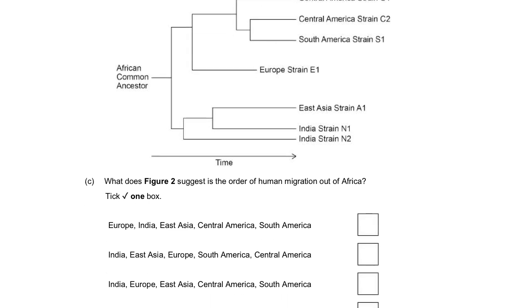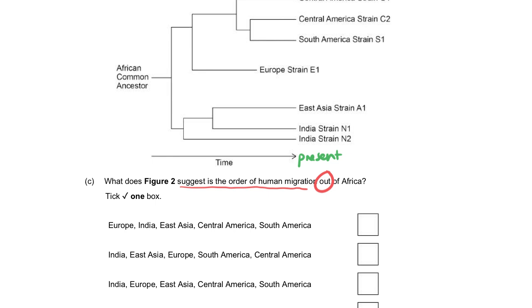What does Figure 2 suggest is the order of human migration out of Africa? So what I'm doing in this question is putting them in order of when they split away from this common ancestor. And I know from my revision session on phylogenetics that the far right hand side of my time scale is the present day.